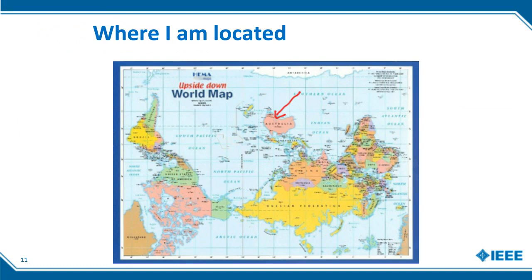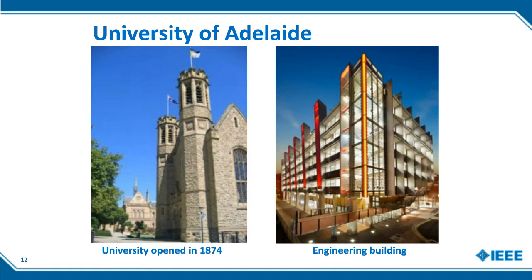Thank you. So in case people are wondering where exactly I am in the world, here is the true map of the world. And I'm based in a city called Adelaide in Australia, which is marked by that red arrow. And I'm also based at the university named after my city, University of Adelaide. It's an old university that's been around since 1874, as you can see in the photo. The building I work in, though, is the one on the right, the engineering building, and I'm on the 3rd floor there.